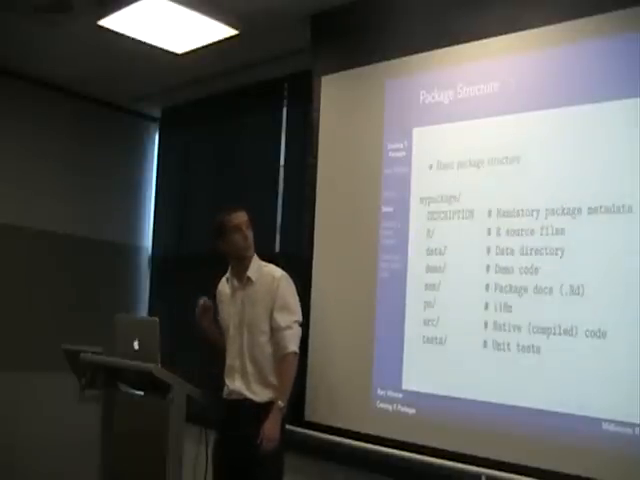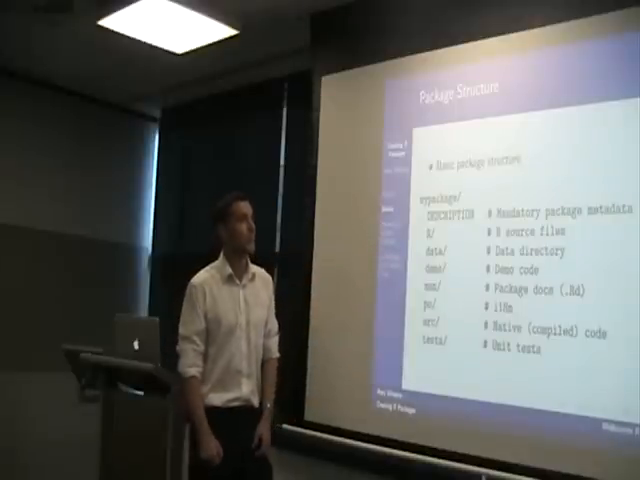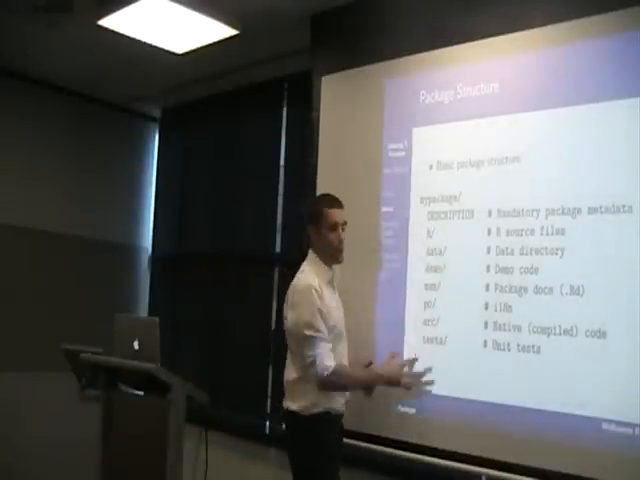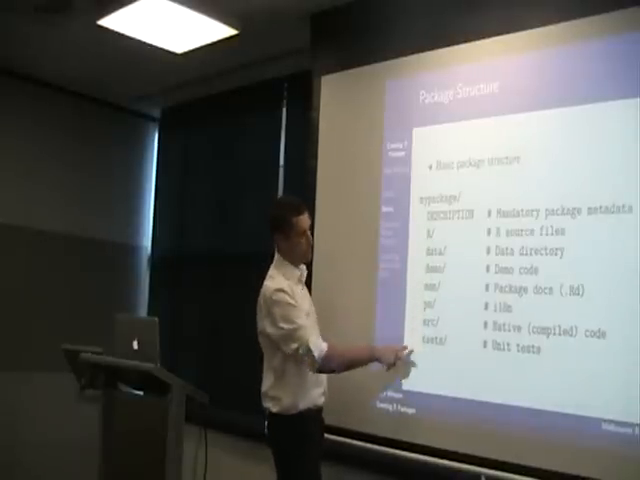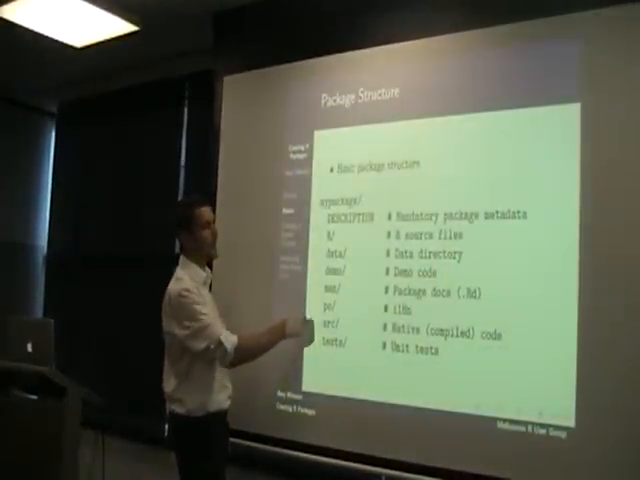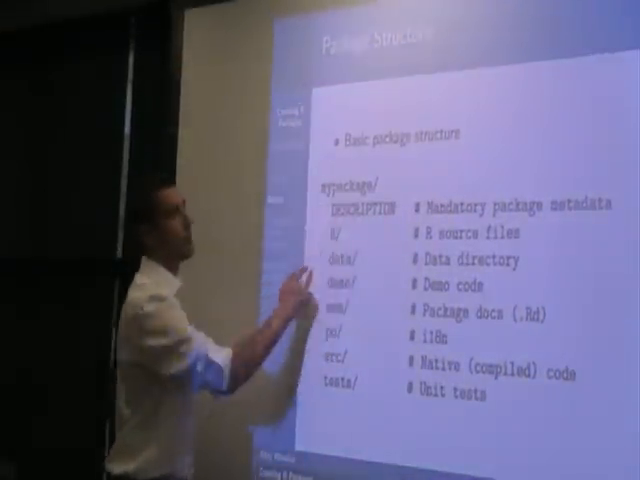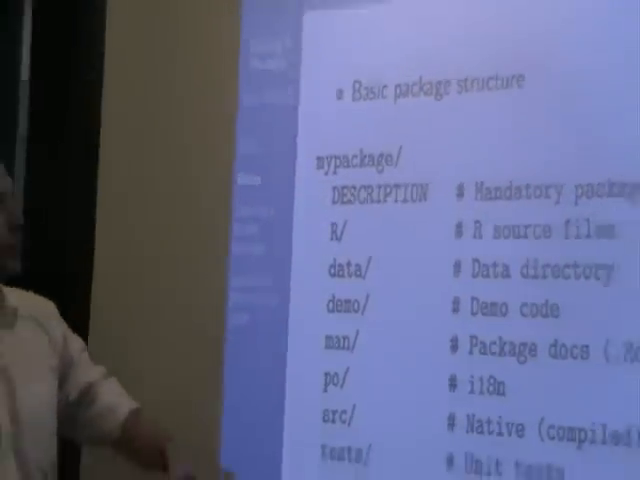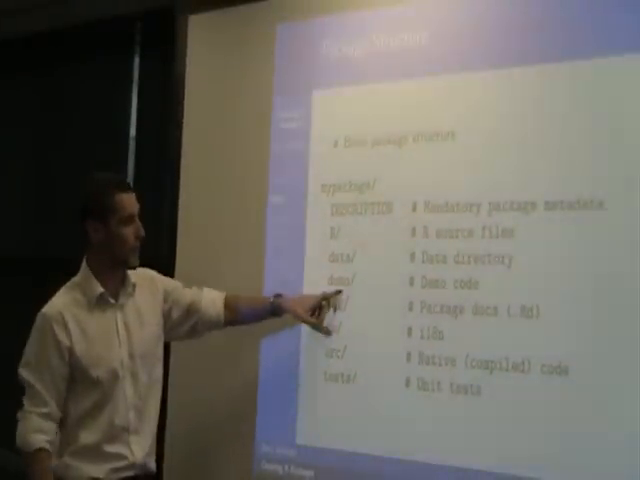Okay, so this is the basic structure of a simple package. And like I said, R has got various conventions, so it expects to see things in a certain way. So we've got this description file, which I'll show you in a few minutes. You've got an R directory, which holds all your R code. A data directory, where you hold your data, obviously.